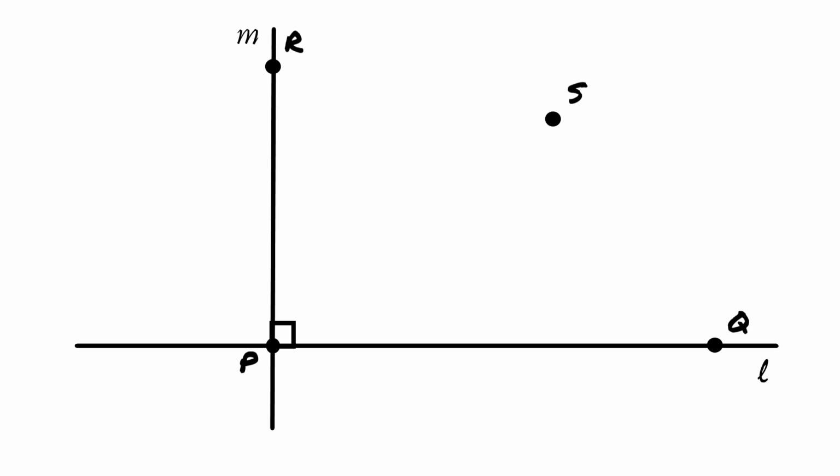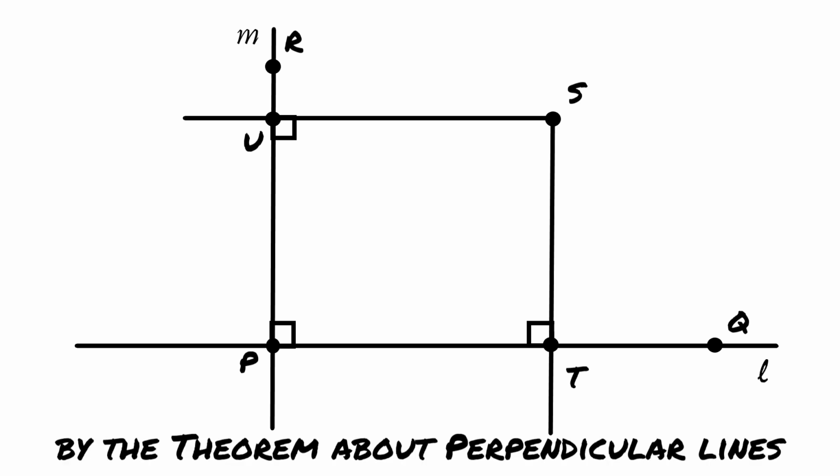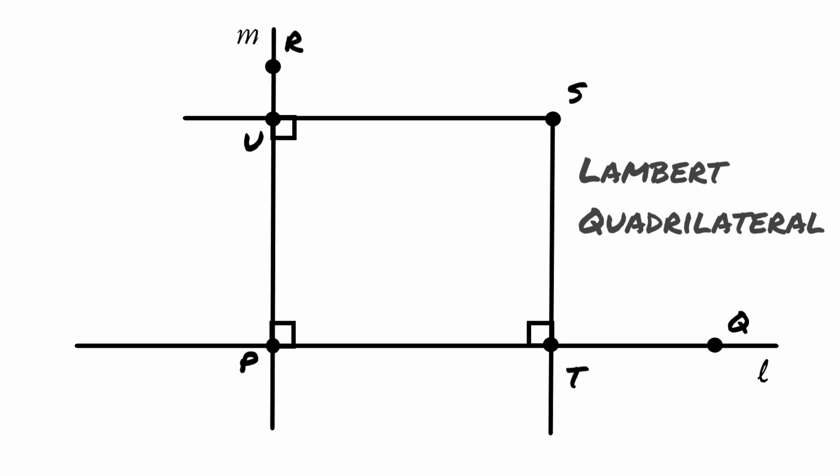Use our theorem again to drop a perpendicular from S to L with foot T and a perpendicular from S to M with foot U. Note that we don't know whether T is Q or U is R or not, since we can't control where these perpendiculars land. Then PTSU is a quadrilateral with 3 right angles, and it should be easy enough to get the fourth, right?